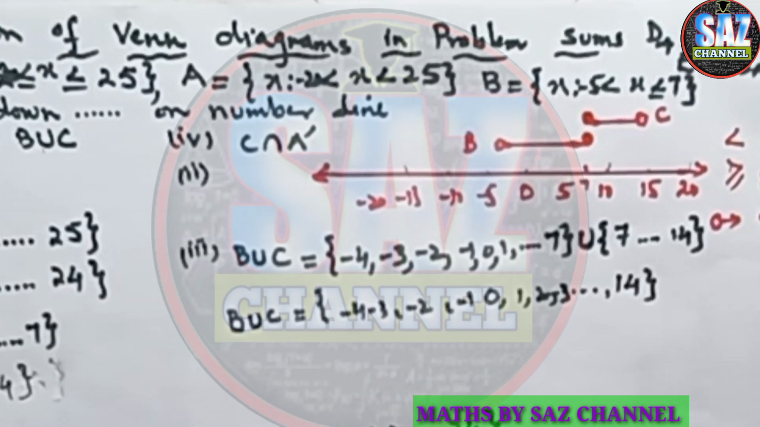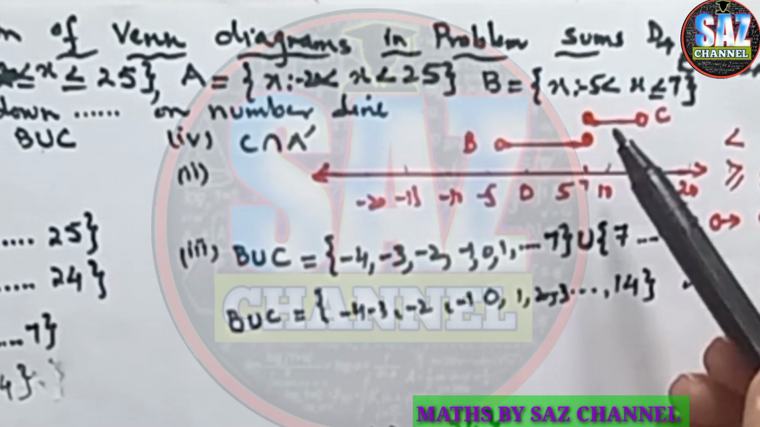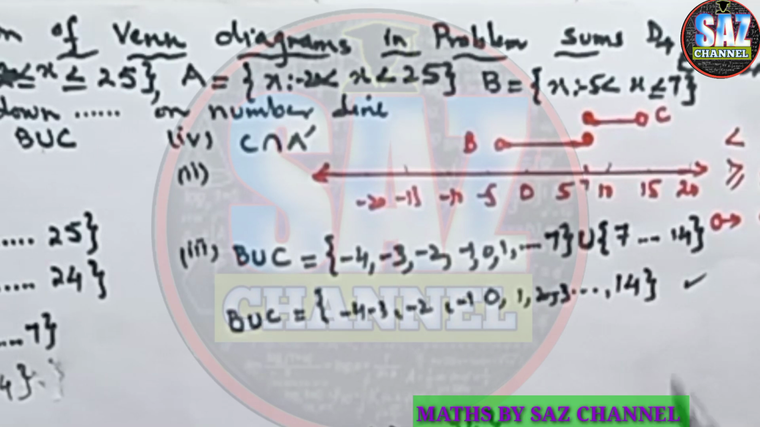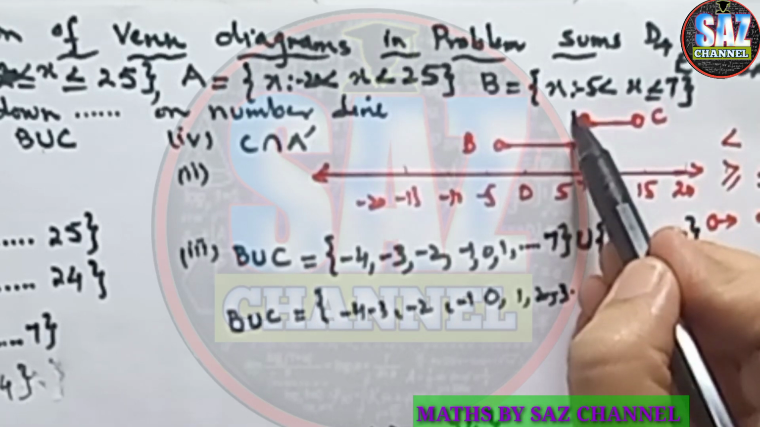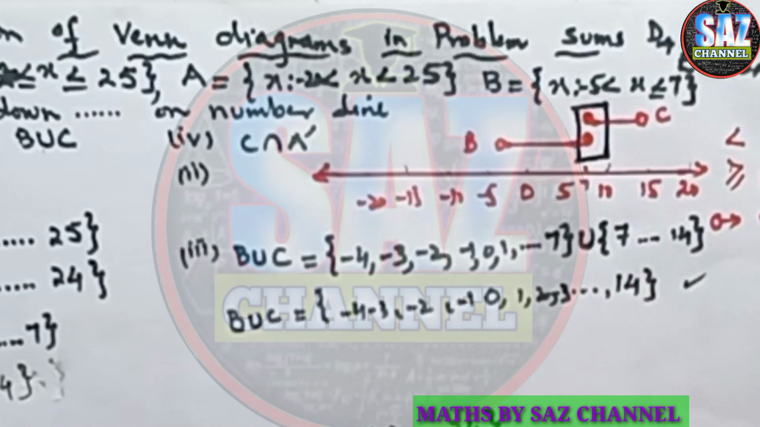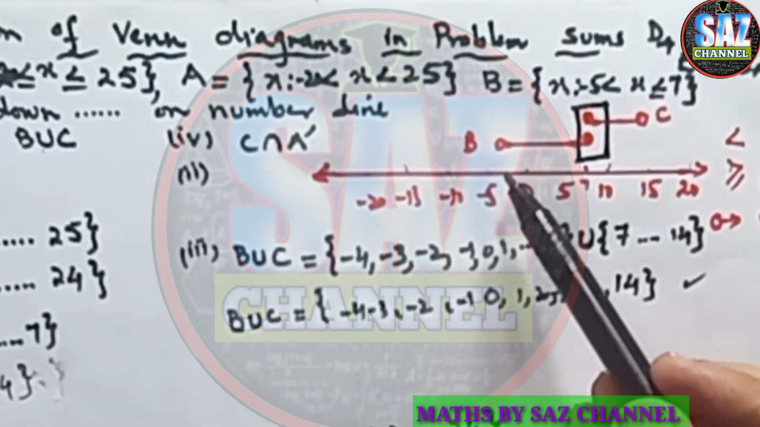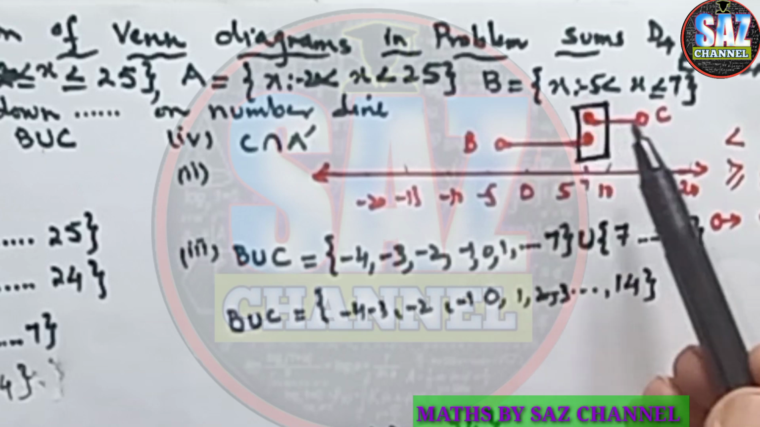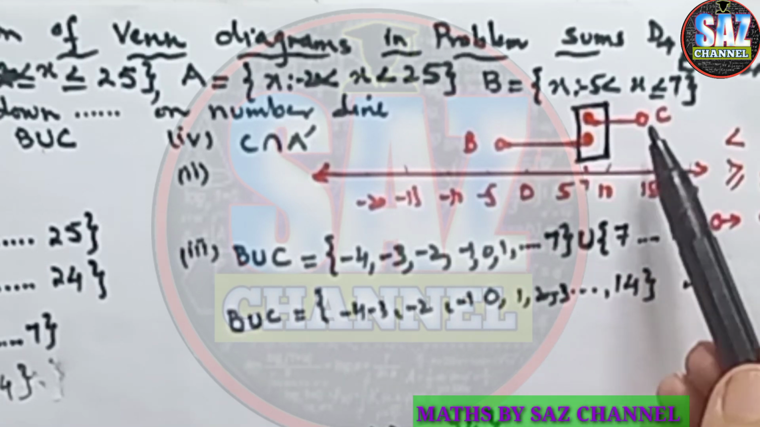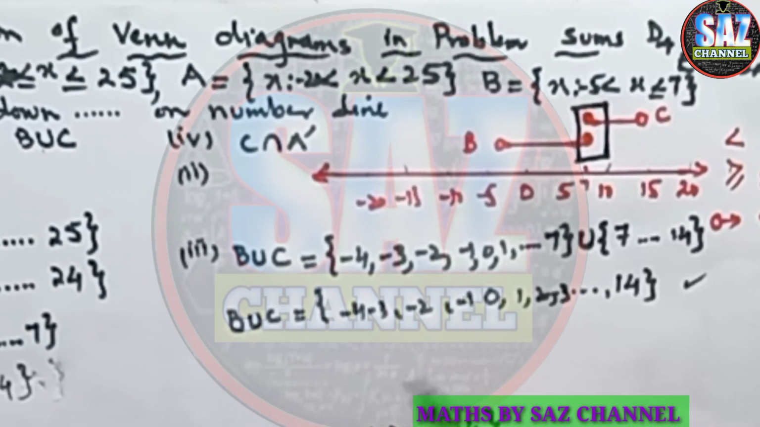Now what we have to do, we can show our union condition on the same diagram where we have marked the intersection. For the intersection portion, we'll be taking only this part of the figure. This will be the answer for intersection. And for union, union will begin from minus 5 with a hollow dot and it will be ending at 14. So union can be represented by the same diagram.